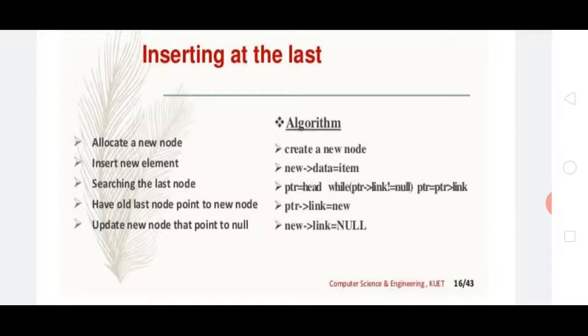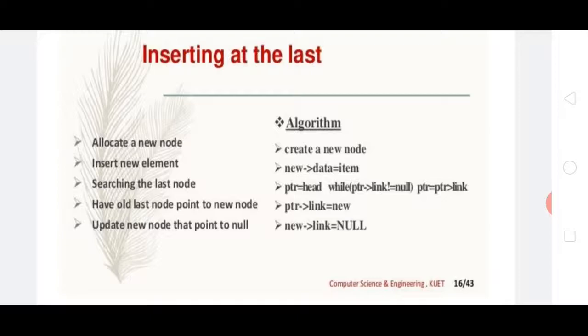Then the next statement is ptr = head. Here ptr is one pointer, and head is also one pointer. ptr = head means whatever address is stored in the pointer variable head is assigned to the pointer variable ptr.